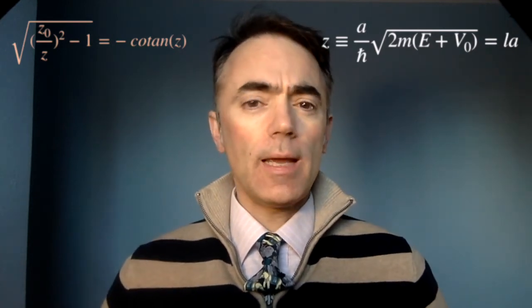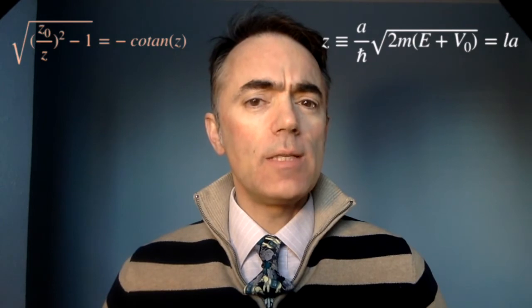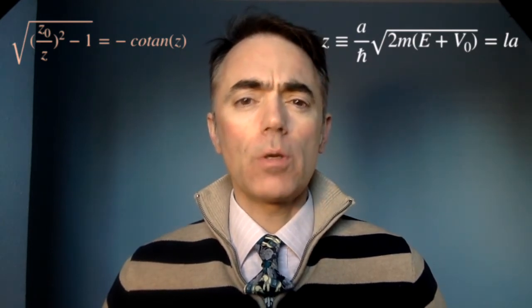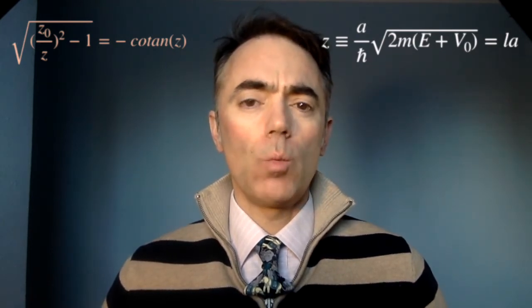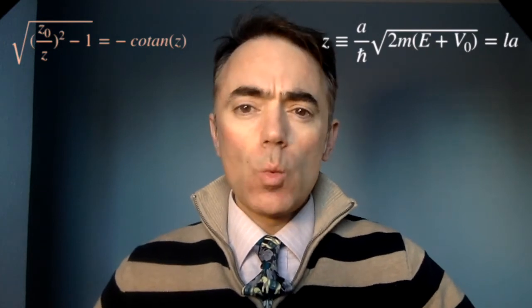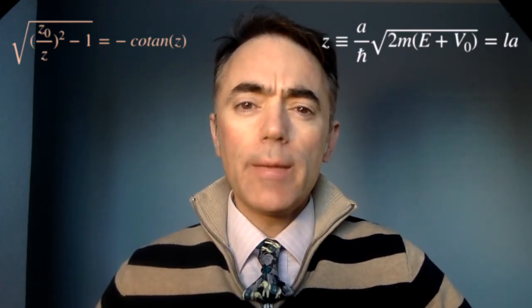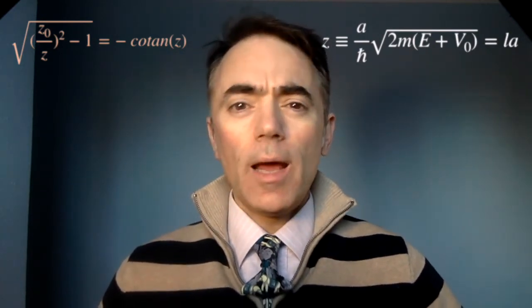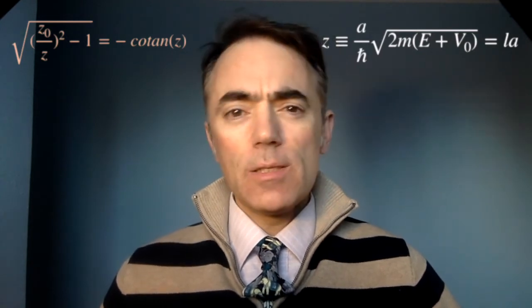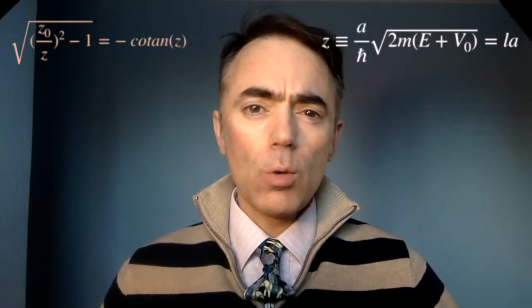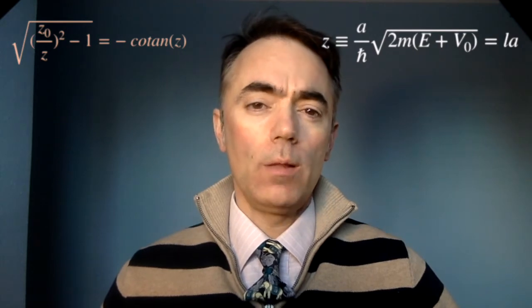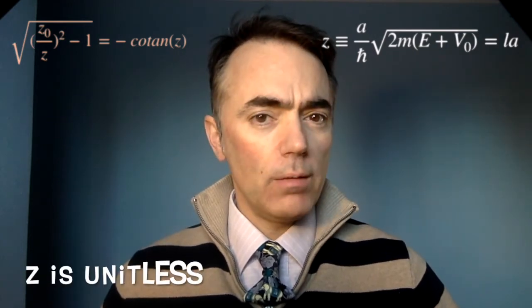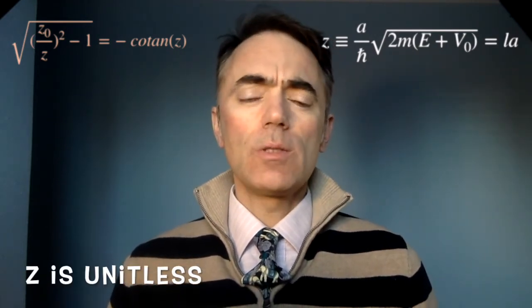Remember that E is negative, so E plus V naught is the distance from the energy of the particle to the bottom of the potential well. So z squared would be proportional to the area of the square well and the energy gap. The bigger the z, the bigger the well, and the smaller the z, the shallower the well. This z is unit-free, and I let you check it out.